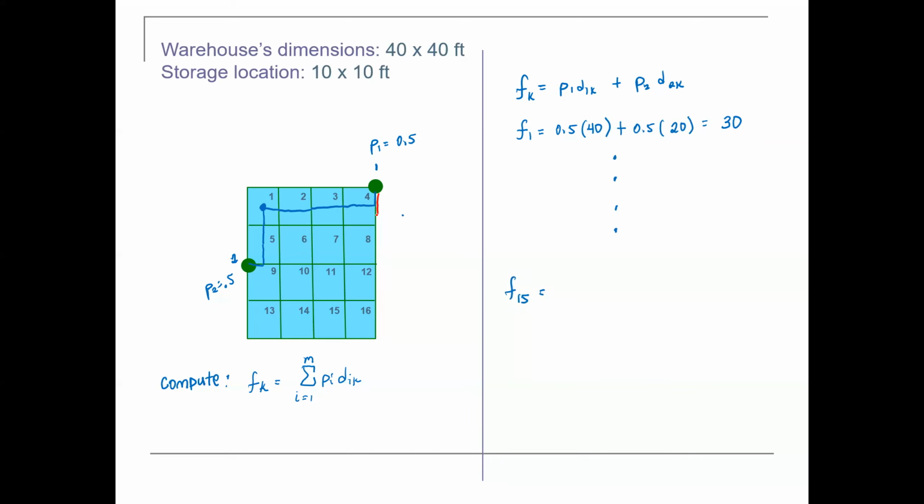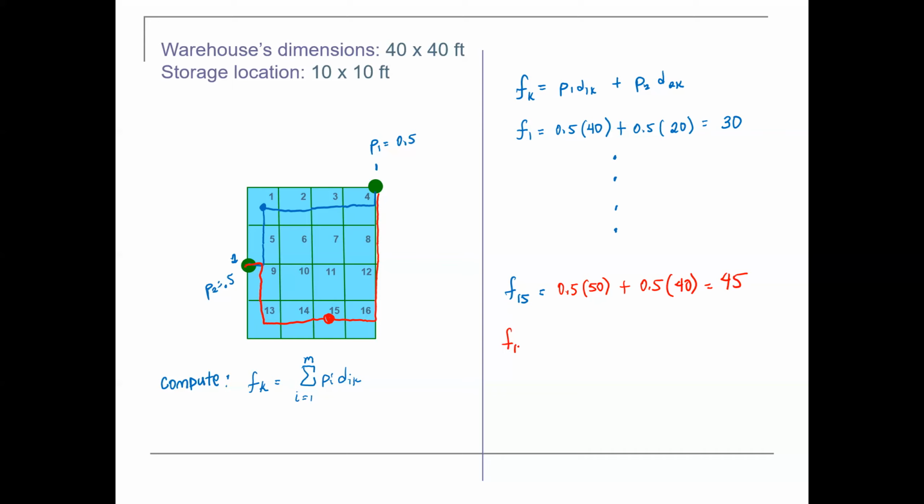This is gonna be 5, 10, 15, 20, 25, 30, 35, 40, 45, 50. So this is gonna be 0.5 times 50 plus 0.5. And now I have to compute from this centroid to the exit. So 5, 10, 15, 20, 25, 30, 35, 40. So this is times 40. This is gonna be equal to 45.